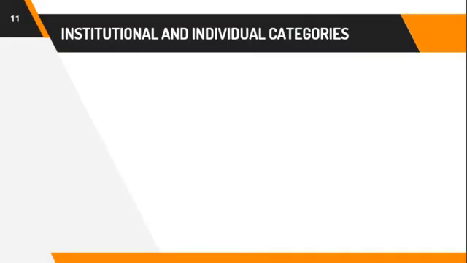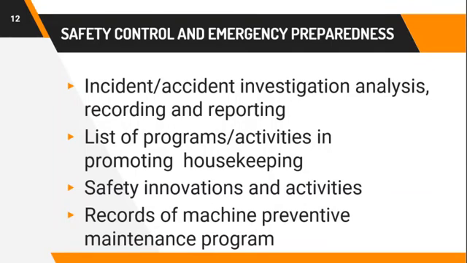So we are also going to study these institutional and individual categories. Under this one, we have the safety control and emergency preparedness. You must have noticed that every month of July, it's Disaster Preparedness Month. We usually have a series of trainings and drills. So we have the earthquake drill, the fire drill, and all the other drills. This also includes incident or accident investigation, analysis, recording and reporting.